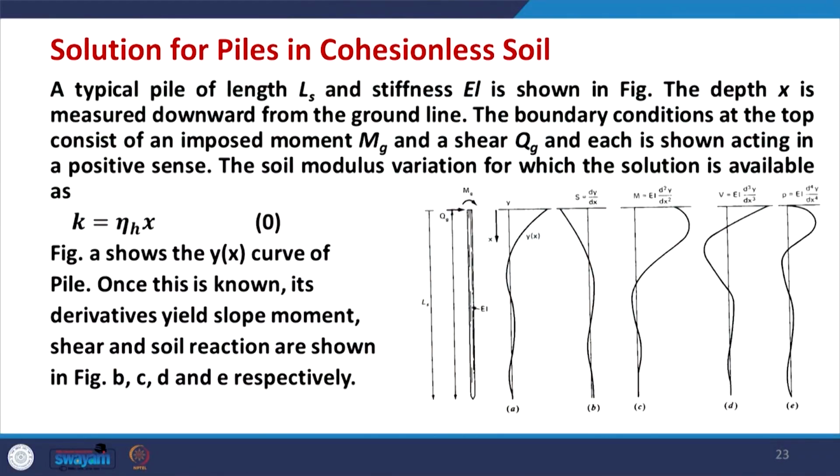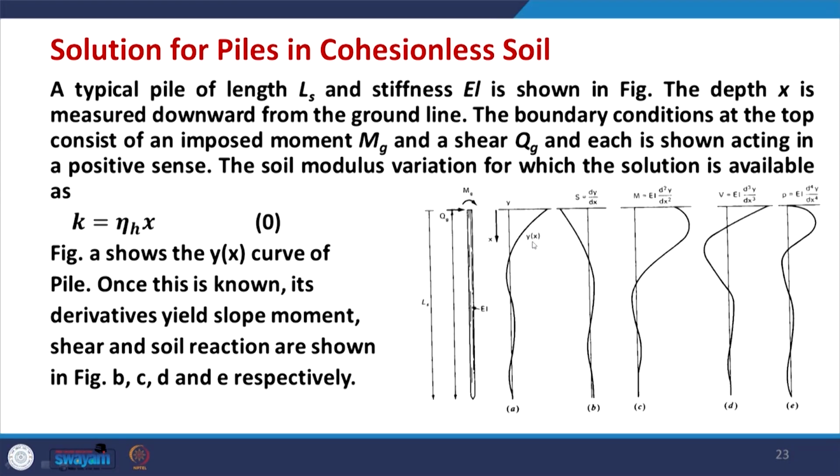Once you know the variation of this deflection with depth, the rest of the things can be found out. For example, if you want to find the slope, it will be dy by dx. One needs to understand that x is along the pile length, the depth, while y is in the horizontal direction. Normally x is in this direction and this is z, but here x is along the depth while y is in the horizontal direction. So y represents the deflection direction, that is y of x.